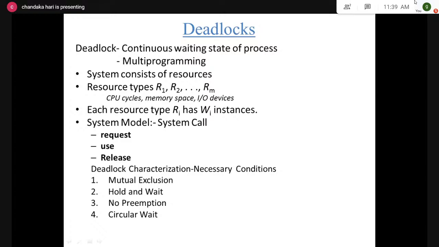Non-shareable in the sense the resource is going to be shared by only one person at a time. At the same time, if any other person is trying to use that resource, the person is kept waiting, and there may be a chance that the wait state is not going to change forever, and this particular situation is called deadlock.